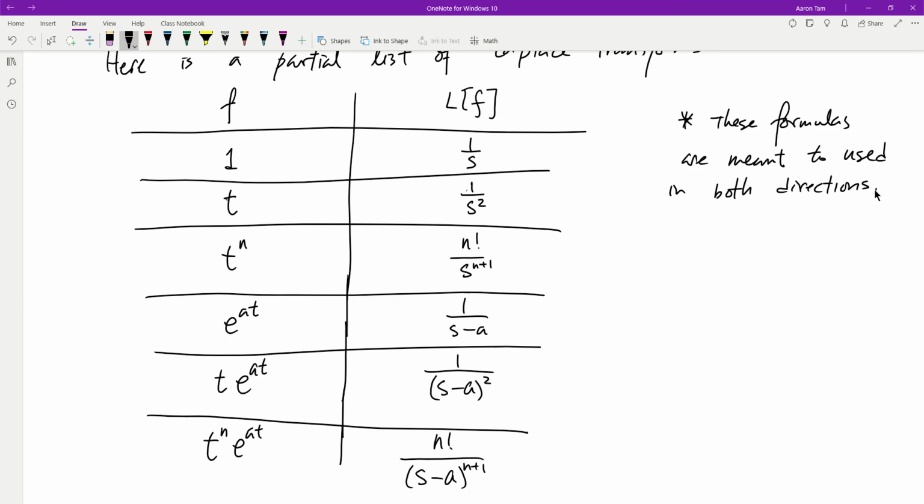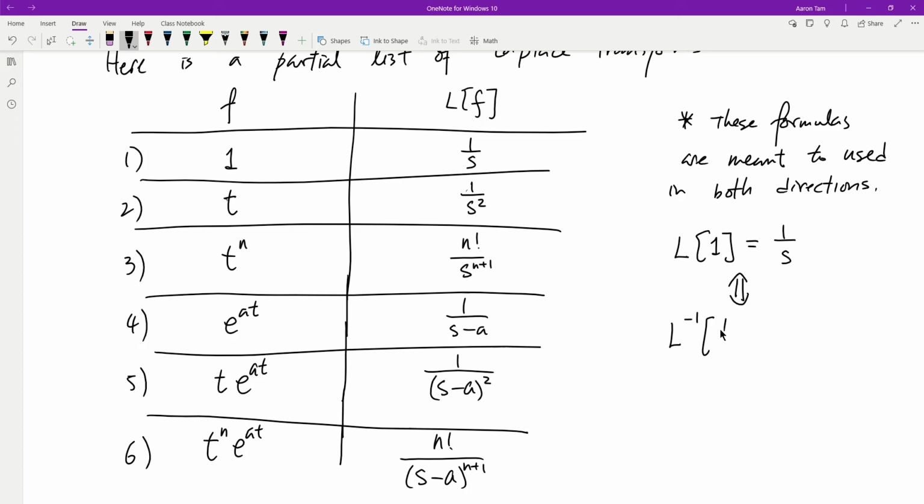What do I mean by that? Let's say I take one of these formulas, and let's number them. If I take number 1, for instance, formula number 1 basically says that if I do a Laplace transform of the constant 1, I get 1 over s. Implied, this statement can be rewritten as: if I do the Laplace inverse of 1 over s, I should get 1.